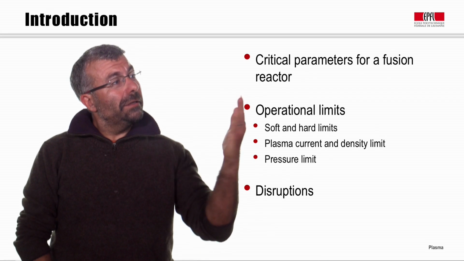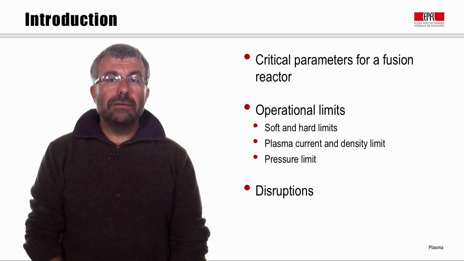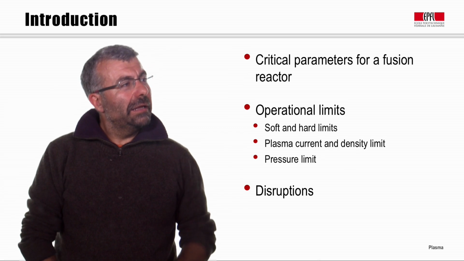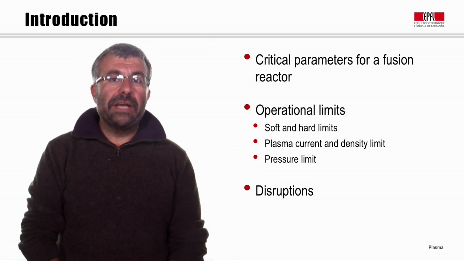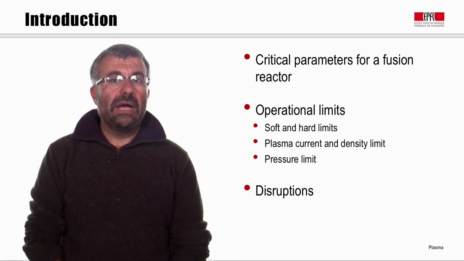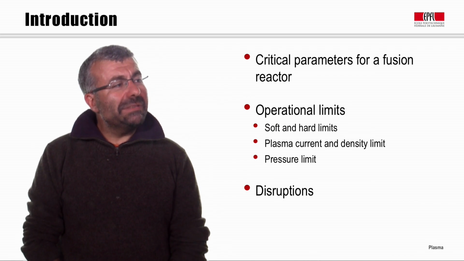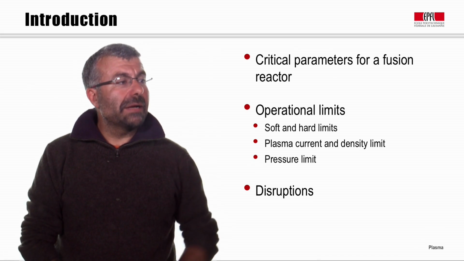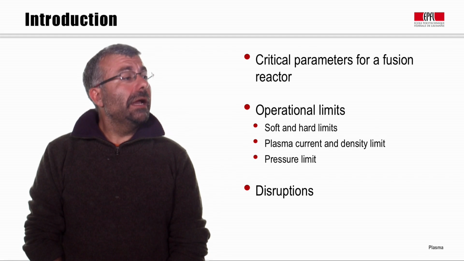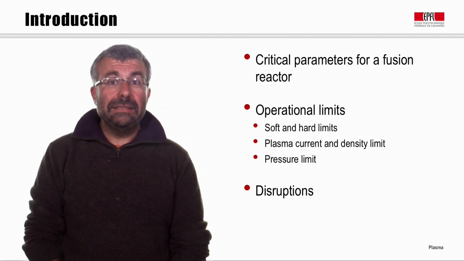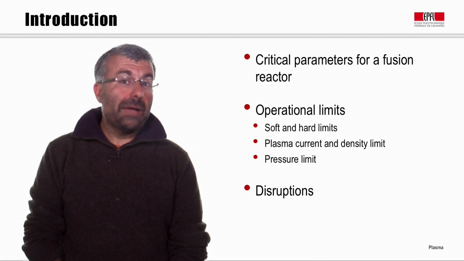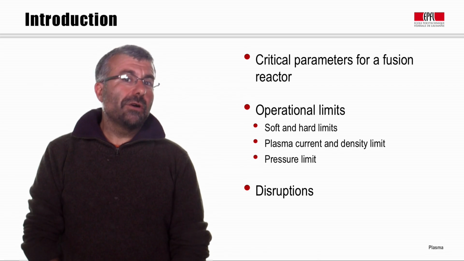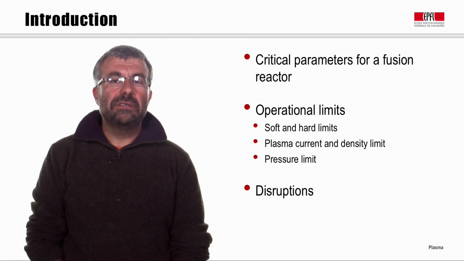Okay, so first we will be looking at critical parameters for a fusion reactor. This will lead us to describing operational limits, and we will see that there are two kinds of operational limits, soft and hard limits. This will lead us to describe three different kinds of operational limits on the plasma current, on the density, and on the pressure. And finally, we will end up with describing disruption, which is the ultimate consequence of violating these operational limits.